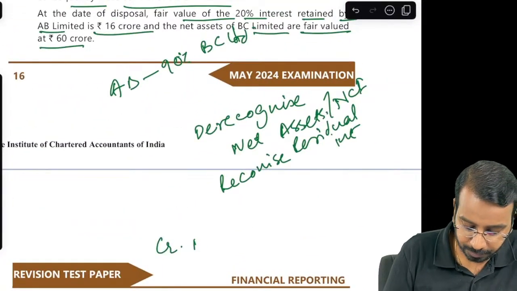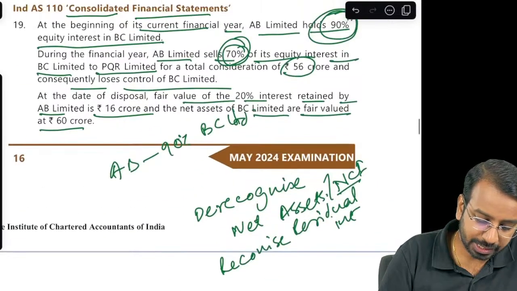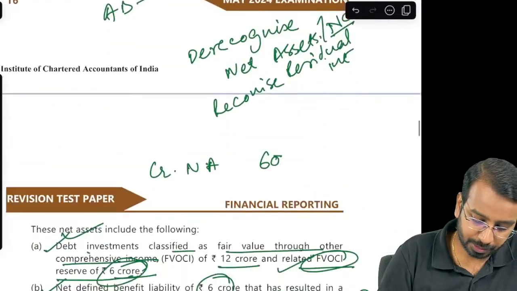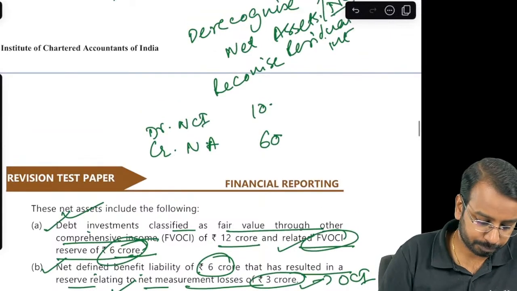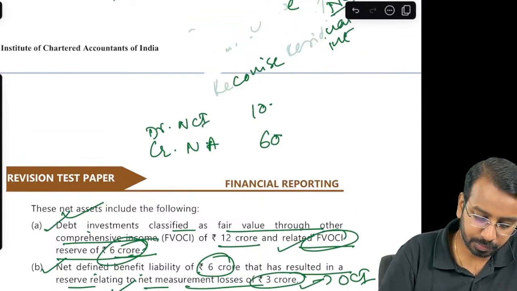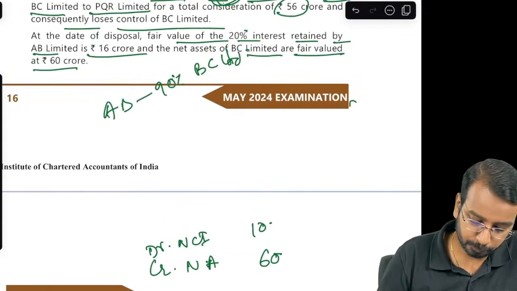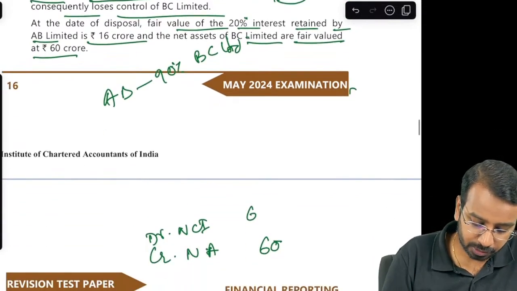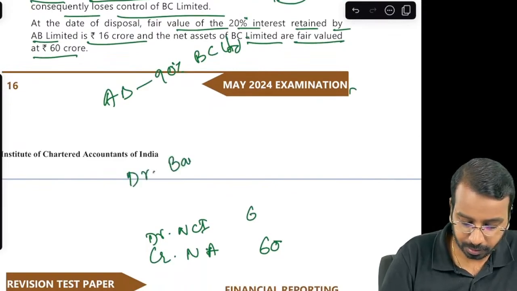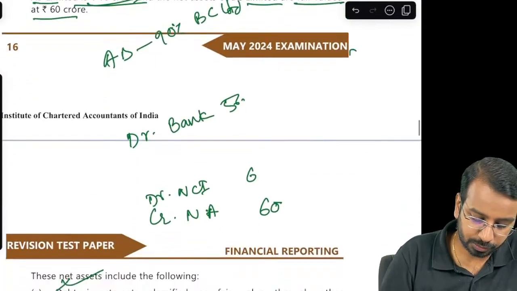So you will credit net assets 60 crores. You will de-recognize NCI. What is NCI? NCI is 10%. So you will debit NCI by how much? By 10 crores, sorry, not 10 crores, 10%. So that is 6 crores. Okay. Then you have received a consideration of 56 crores. So debit bank 56 crores. You will retain 20% interest at 16 crores.